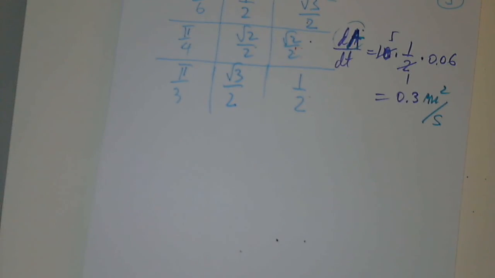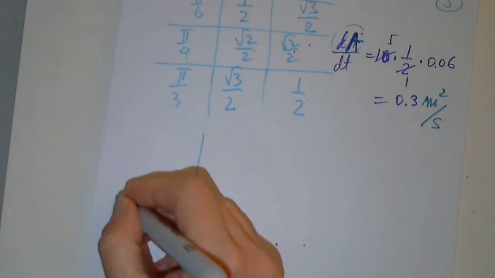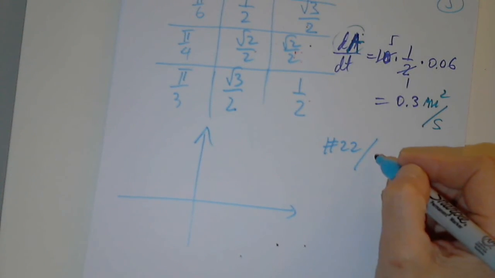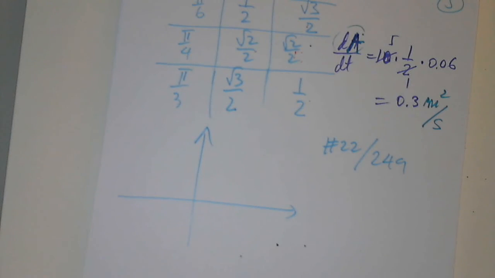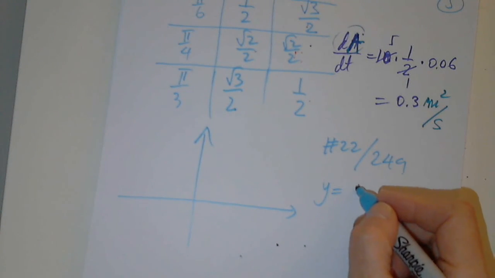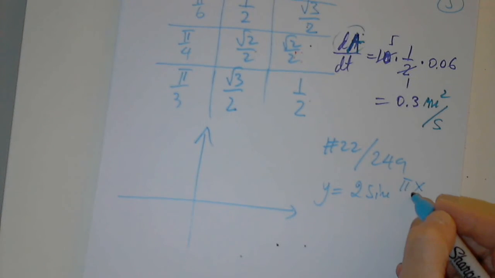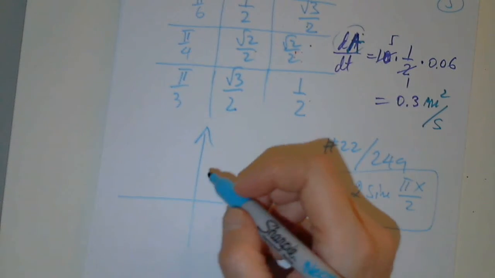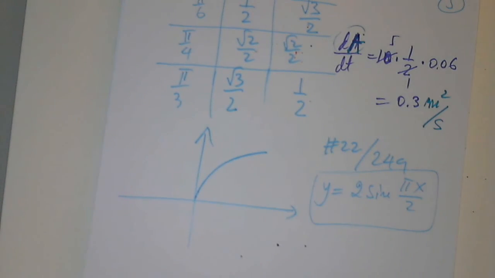I'm not graphing the function, I'm just giving you the idea. So this is problem 22 on page 249. And we have y equals 2 sine pi x over 2. Well, sine passes through the origin, so I can graph something like this for now. Okay, so here's the particle somewhere on this curve. This is the curve, y equals 2 sine pi x over 2.